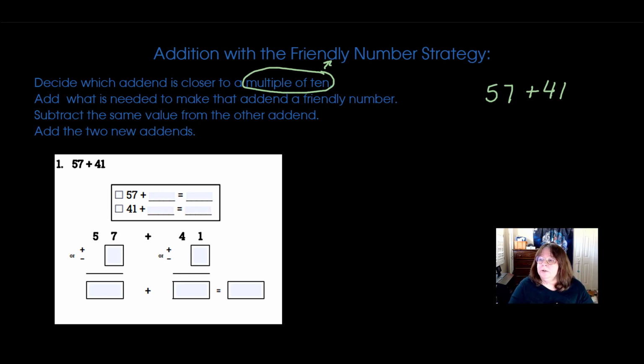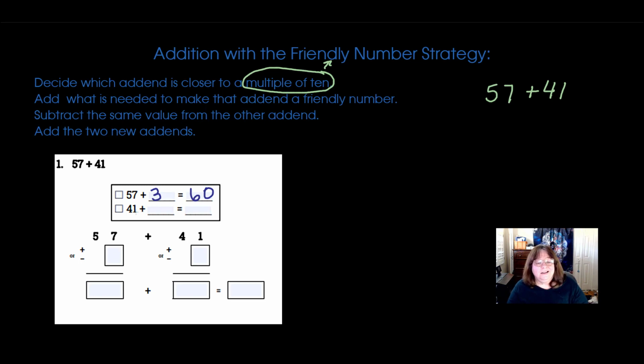So I'm going to choose a darker color here. So 57 plus 3 is 60. Okay, there's 1. Let's look at 41. Now our directions say add what is needed. Because you could say, oh, 41, I only have to subtract 1. Well, let's learn how to do it this way first. How many do we need to add to get to the next multiple of 10?